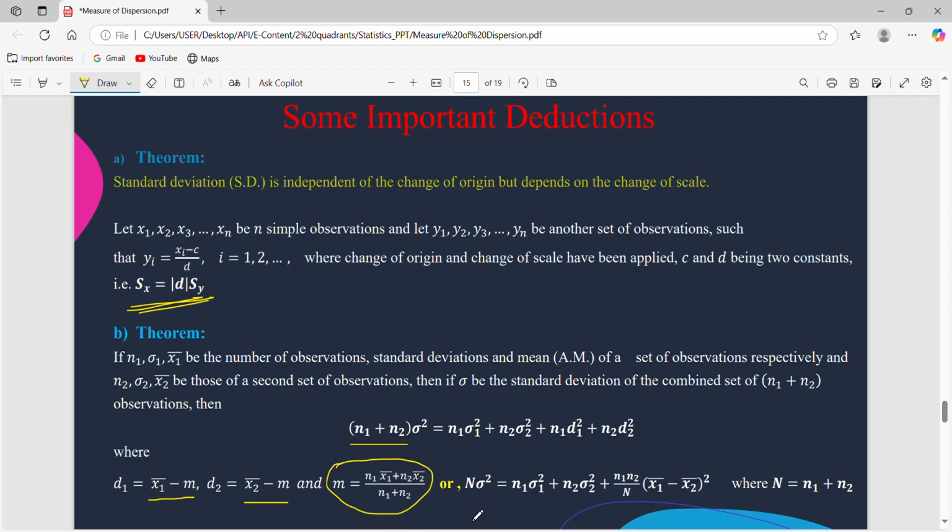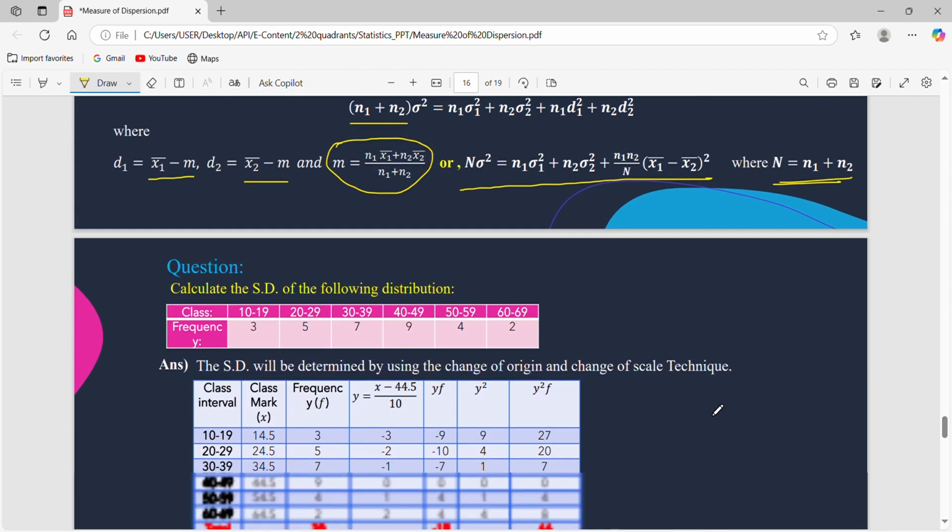So we can write N sigma square equals n1 sigma 1 square plus n2 sigma 2 square plus n1 n2 by capital N into x1 bar minus x2 bar, whole square. And keep in mind, N means the sum of frequencies, which we can also write as n1 plus n2, the number of observations. Okay, so now one example regarding this.